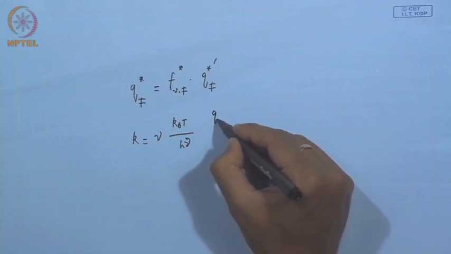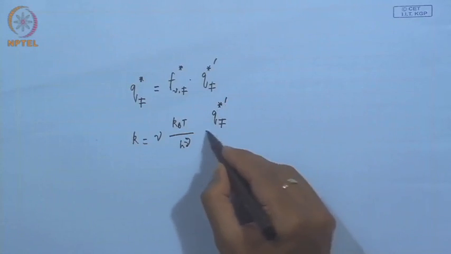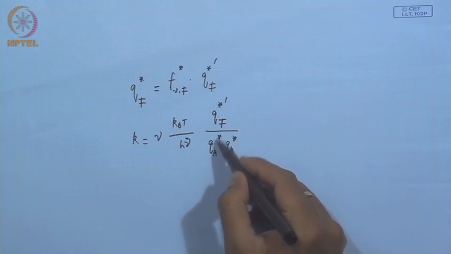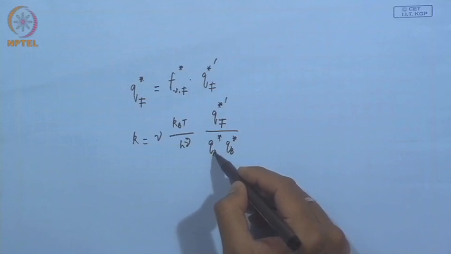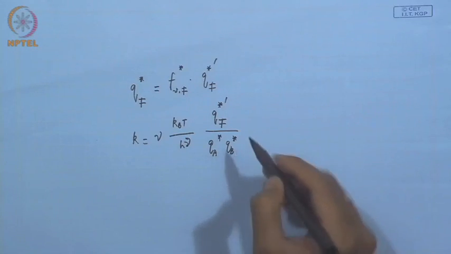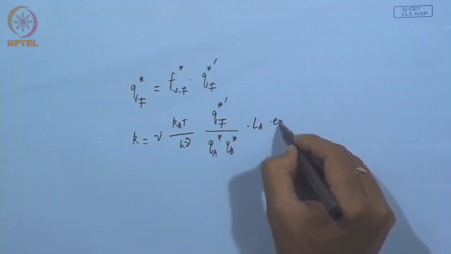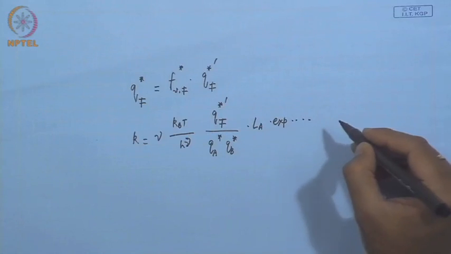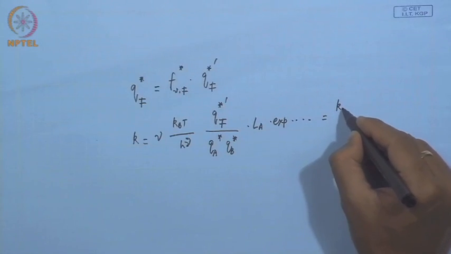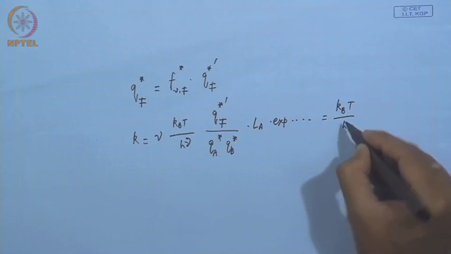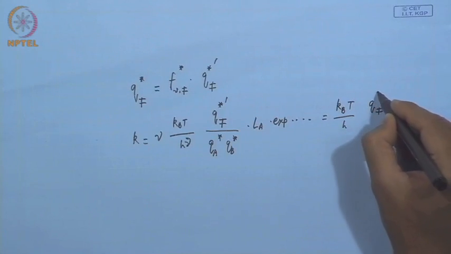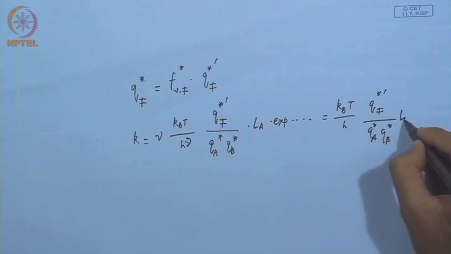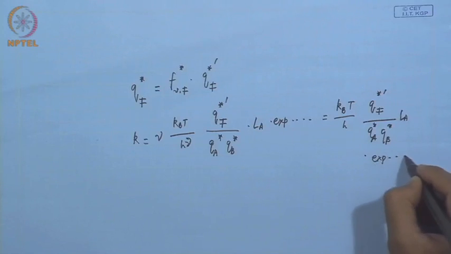Then q double dagger star prime divided by qa star qb star, into La times the exponential quantity. One thing, these do not have any loose vibrational mode, because maybe these are atoms, so there is no question of a loose vibrational mode. So this gives you kB T by h into q double dagger prime divided by qa qb star, La times the exponential quantity.